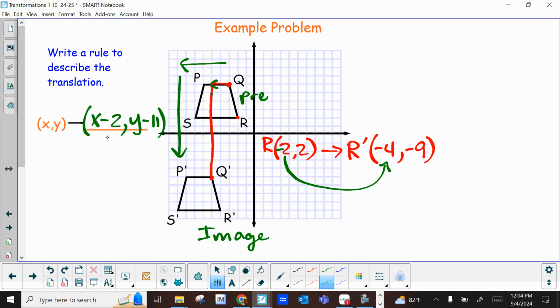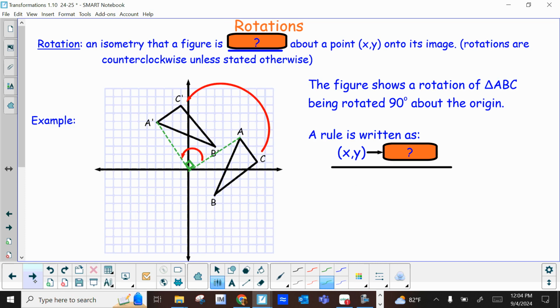Well, we minus 2, which is what we wrote on the rule. How do we get from +2 to -9? We're going to minus 11, which is what we wrote in the rule. So +2 to -9. There you go. All right, that's translation. Let's go to a tough one.